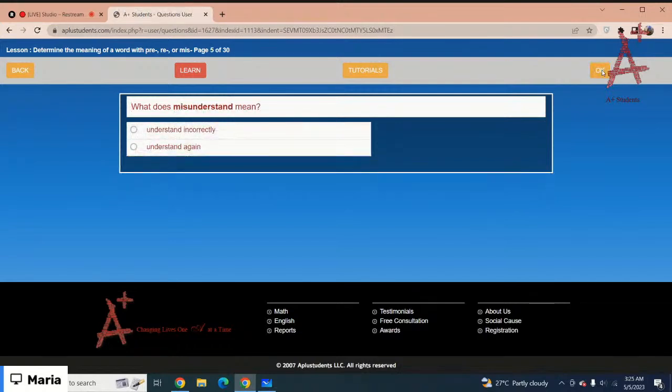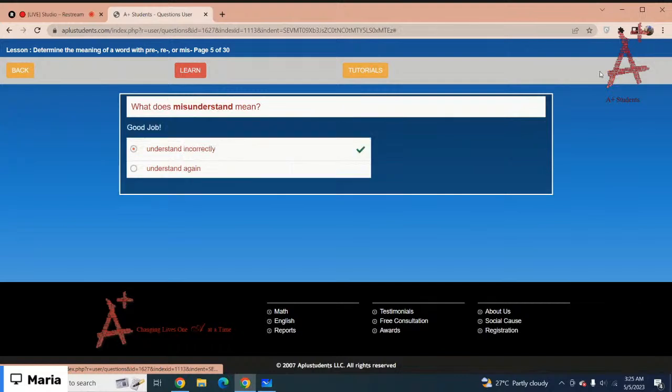What does misunderstand mean? Understand incorrectly or understand again? Yes, it would be the first option. Understand incorrectly. Mis means incorrectly. That would be option number 1.